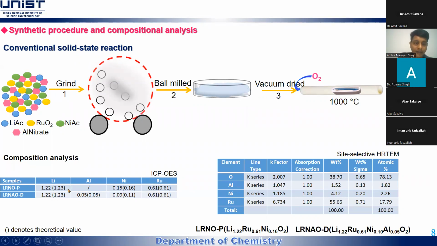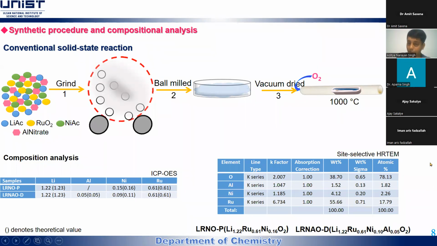So if you see in parenthesis, this was our theoretical composition, and this was the experimental composition. We confirmed that our experimental composition was close to the theoretical composition, and we synthesized our material in the same composition that we wanted. There is no single experiment which can confirm all the results, and that's the reason we need one or two confirmatory techniques.